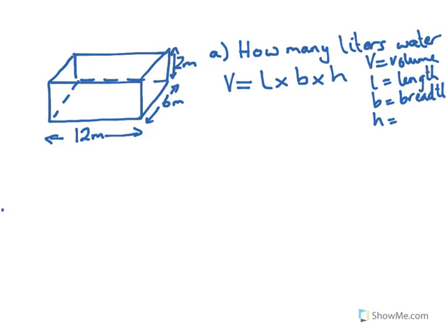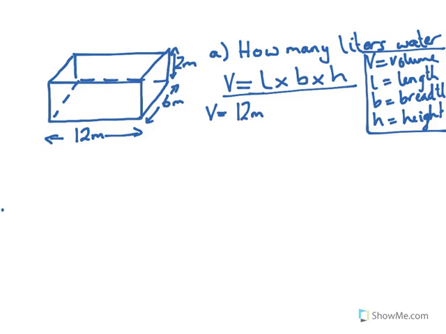and H equals height. So important when we're doing maths that we actually define, here's an equation, here's the formula that I'm going to use to calculate the volume, and here are the terms that I've defined that I'm going to use in this formula. Okay, now we don't have to write volume all the time, we just write V, and we know that that means volume. So the volume is 12 metres times 6 metres times 2 metres.